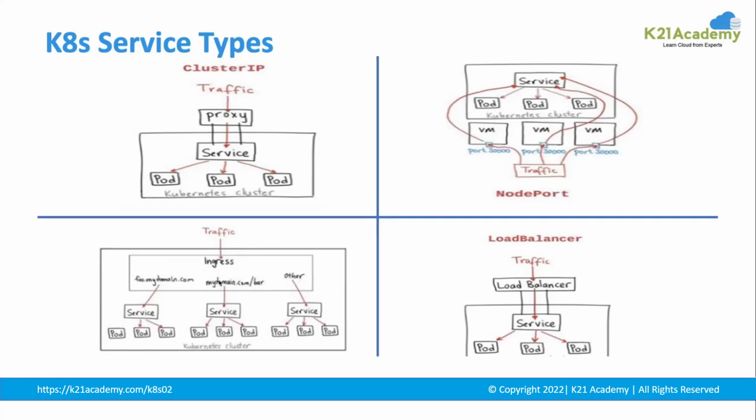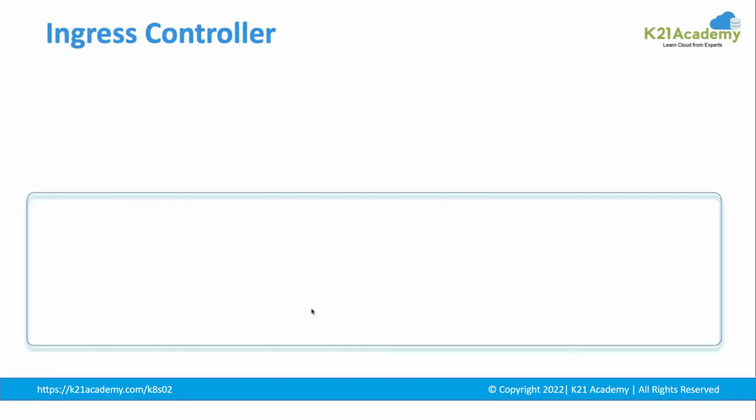And this guy has an intelligence to understand, okay, if it has come from mydomain.com, I need to send to service 2. If it has come from foo.mydomain.com, I need to send it to service 1. If it has come from other, then I need to send it to service 3. That intelligence, when we get, that is called an Ingress controller setup.